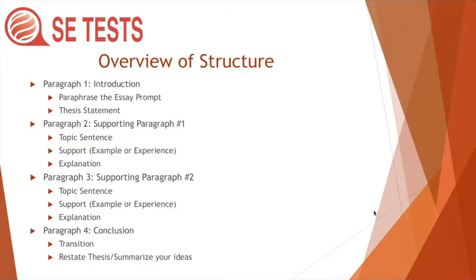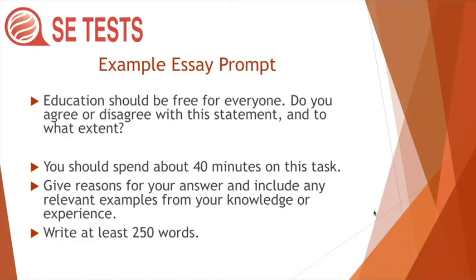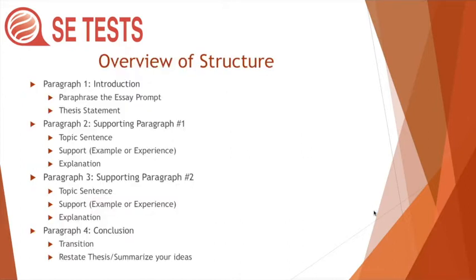So if you can look here, we have our first supporting paragraph and our second supporting paragraph. These are the same. So we have our topic sentence. This is our main idea. Support, so an example or some experience. So if we look back at the essay prompt, you'll see it says give relevant examples or knowledge or experience. So we'll include an example or experience in each paragraph to support our main idea. And then we will explain that example or experience and how it supports our main idea. Finally, the conclusion. So the conclusion is the same for all writing task 2 essays. We'll have a transition, and then we'll restate the thesis or summarize our ideas.